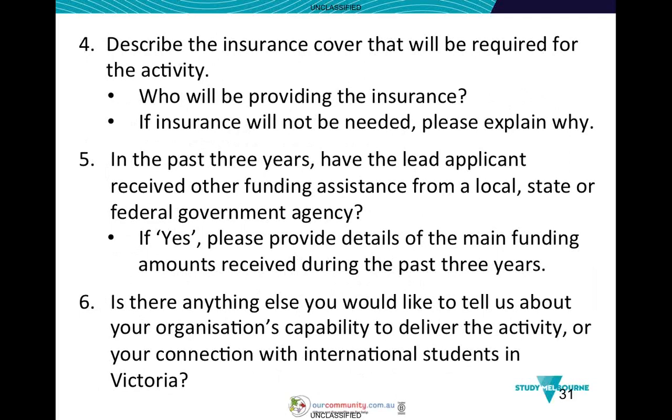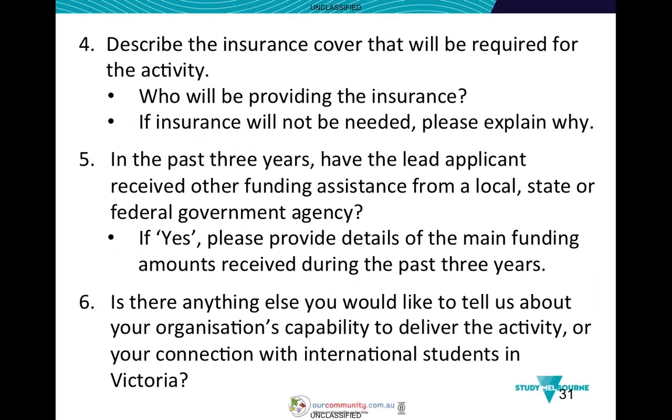For example, if you're holding an activity at a venue that already has insurance cover, you may find that you don't feel insurance is necessary. So if that's the case, please explain why, but also explain how you're going to make sure that that provider or that supplier does have the relevant insurance as well.